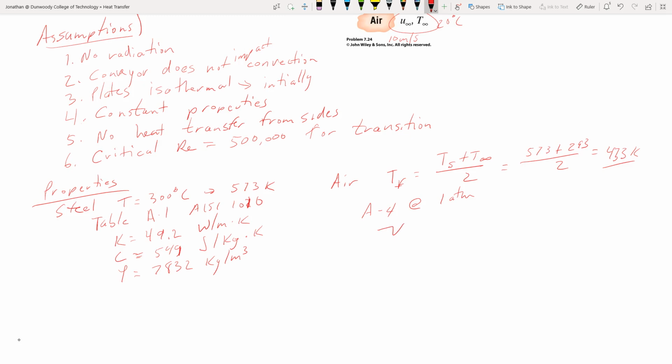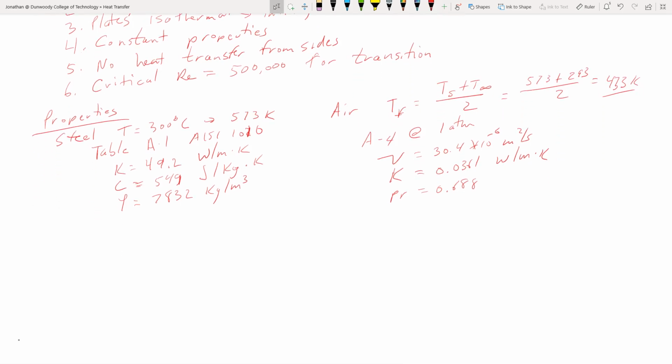And the things we want there are nu, k, and Prandtl number. So when we look at that, we get for nu 30.4 times 10 to the negative 6 meters squared per second. k is pretty low. We get 0.0361 watts per meter Kelvin, and our Prandtl number is 0.688, and there's no units in that. So we've got our properties, and now what do we need?